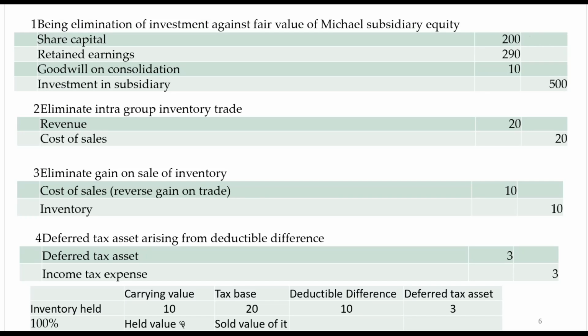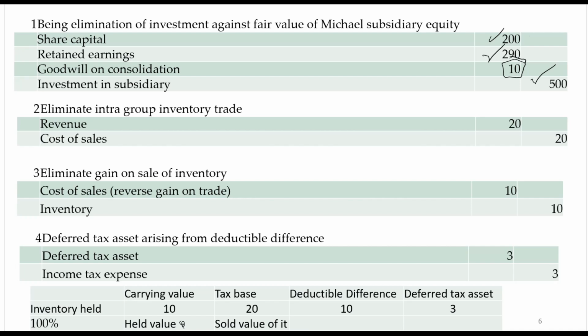On 30th June 20X1, Michael had to do the following consolidation journal entries. There were four. The first one was to eliminate the investment against the fair value of Michael's subsidiary. So credited investment 500 million, and at the date of acquisition there was 200 million share capital, 290 million retained earnings, and the balance was the investment in goodwill, and that's goodwill on consolidation.